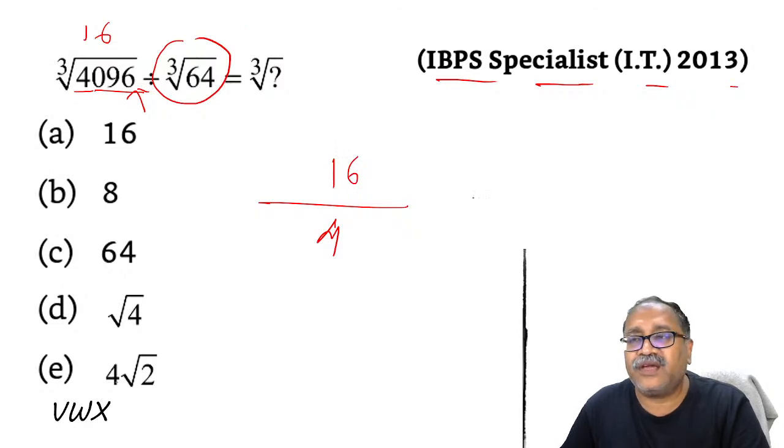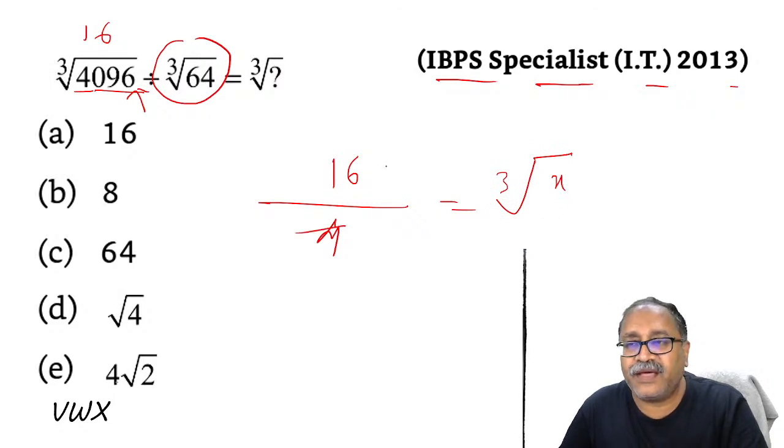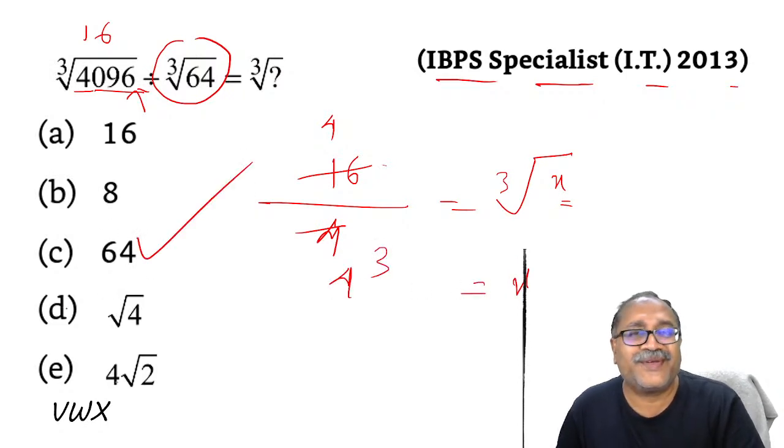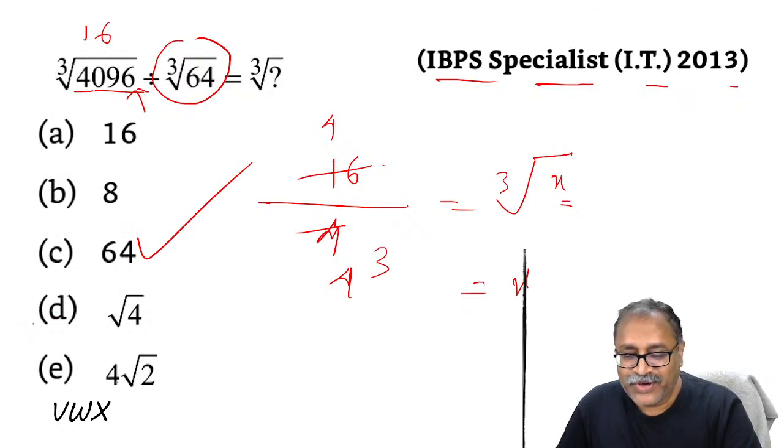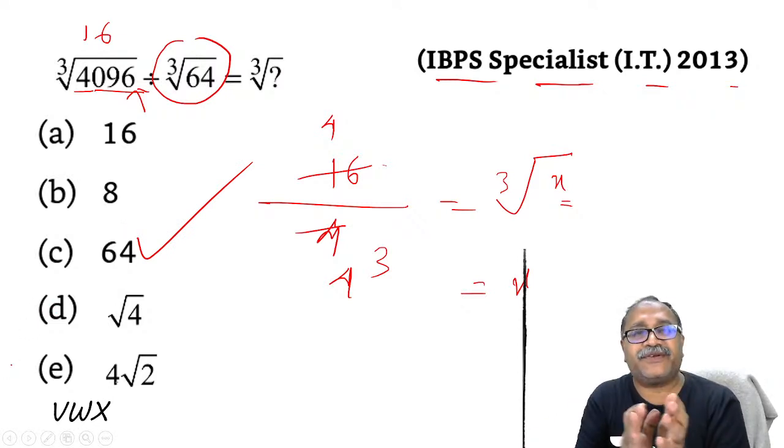And which is equal to the cube root of something. Cube root of x. So what I am getting over here? I am getting over here as 4. So what is the x? The x is equal to 4 cube. And 4 cube is nothing but 64. Hope my friends are understanding it.